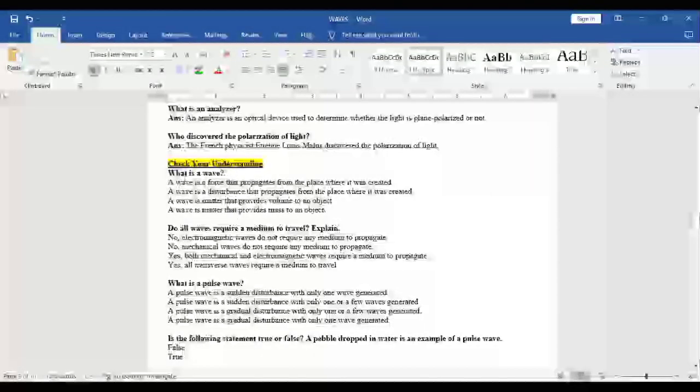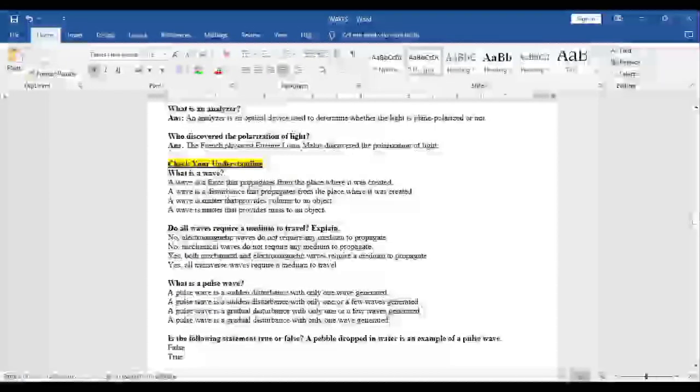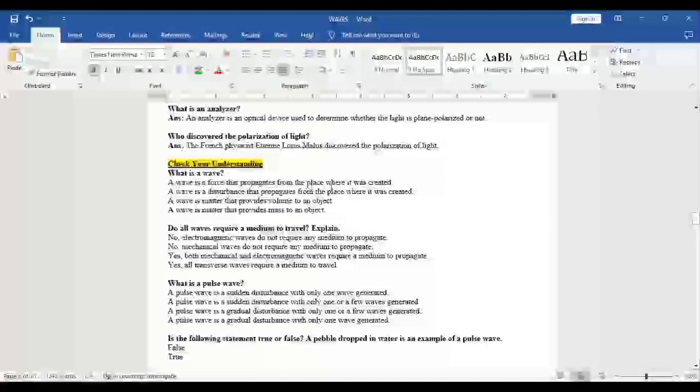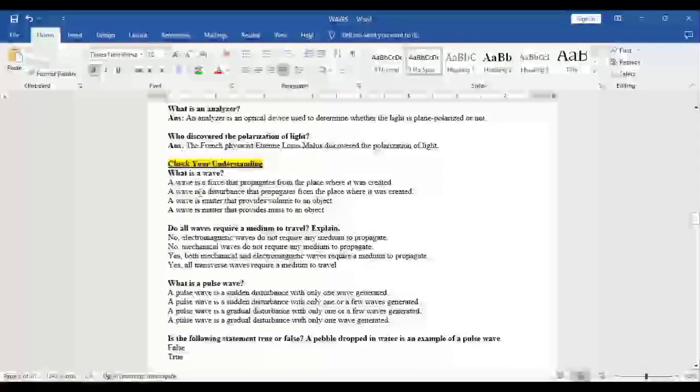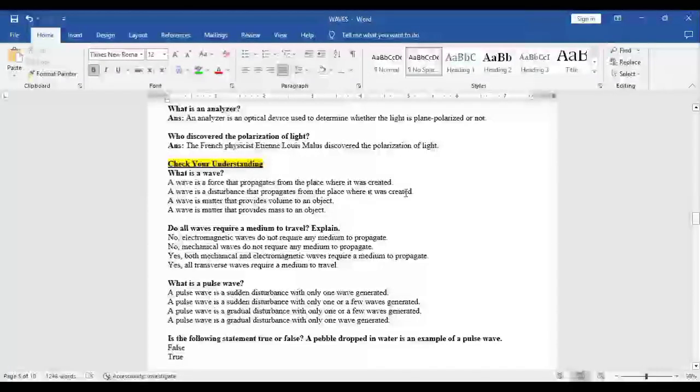This one says, what is a wave? A wave is a force that propagates from the place where it was created. This one says, a wave is a disturbance that propagates from the place where it was created. This one says, a wave is a matter that provides volume to an object. This one says, a wave is matter that provides mass to an object. So which option would you choose if you were in the hot seat, maybe if you were writing an exam?